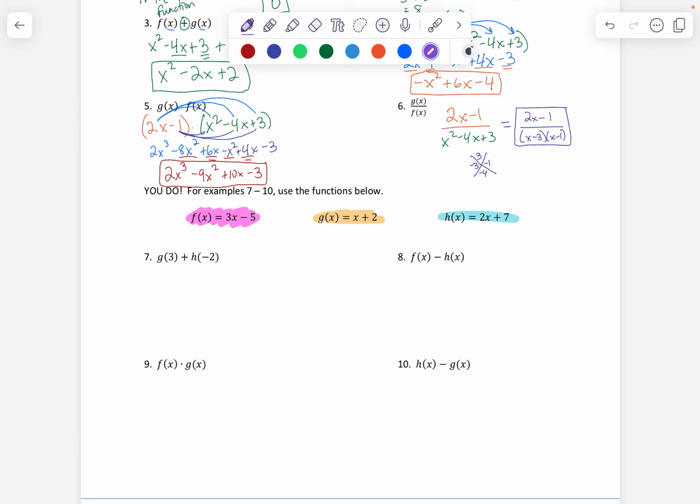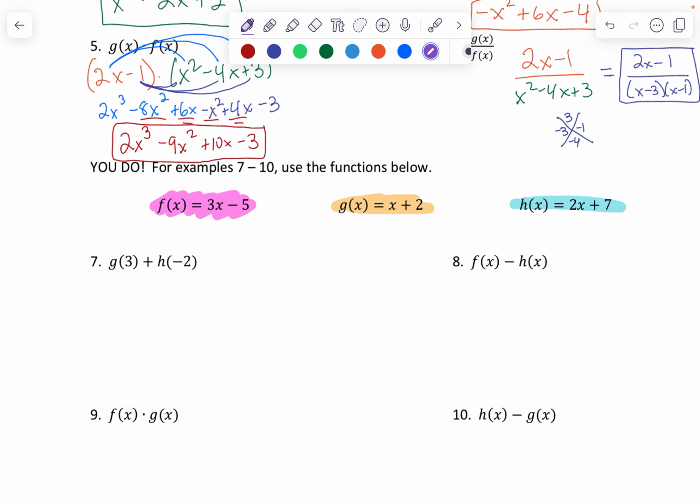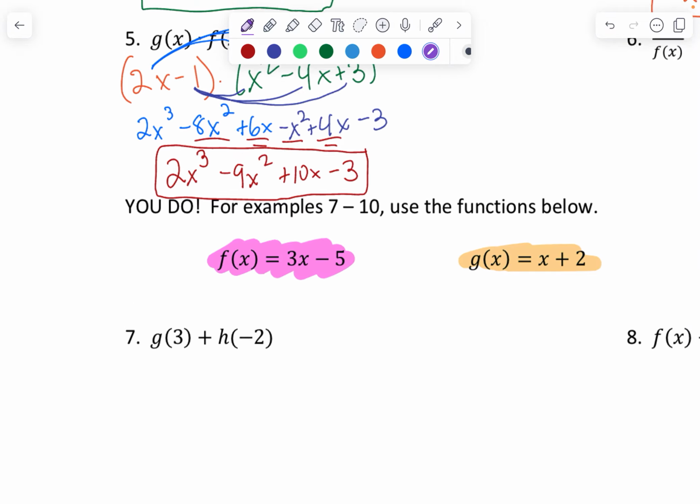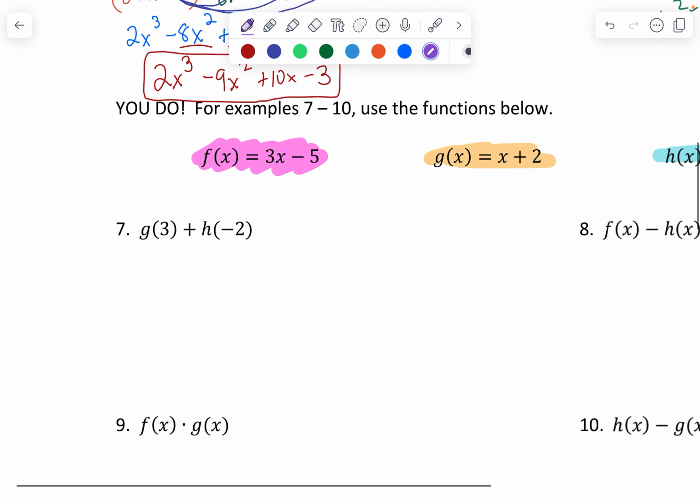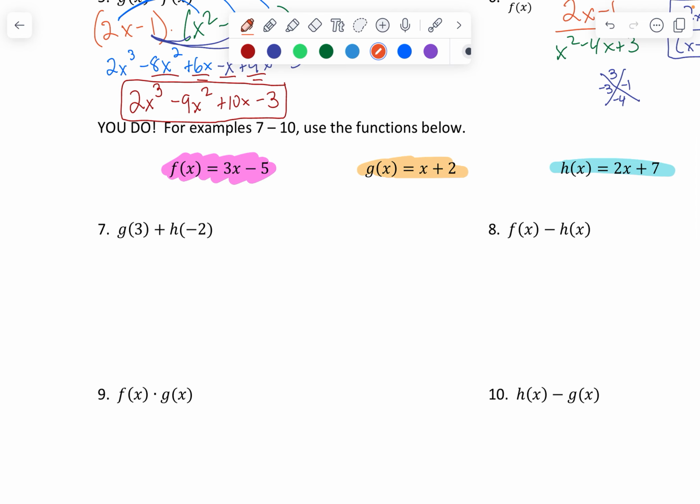Okay, so hopefully everybody had a chance to try some of these. So number 7 is a lot like number 2. So this says g of 3. So go to the g function, plug in 3. So it's 3 plus 2, which is 5. So you get 5 here.